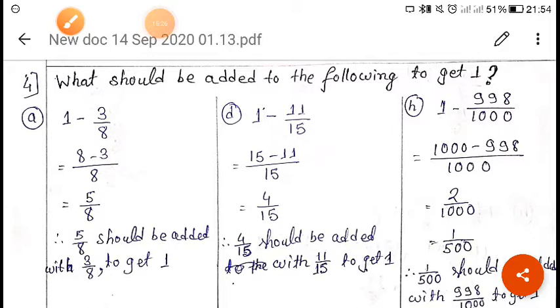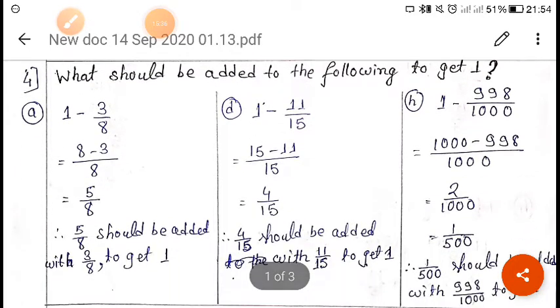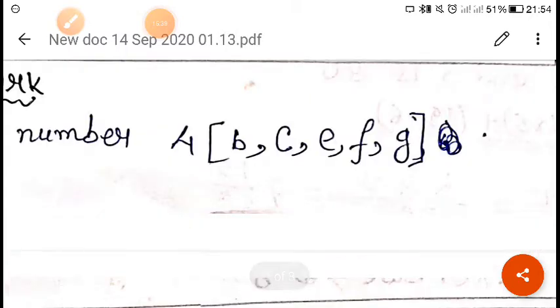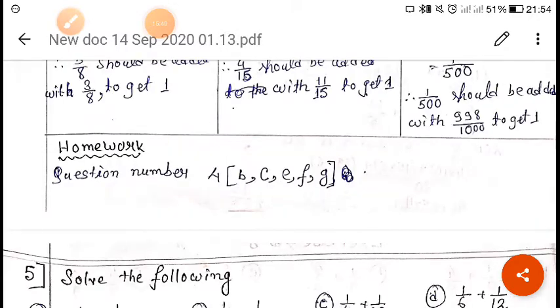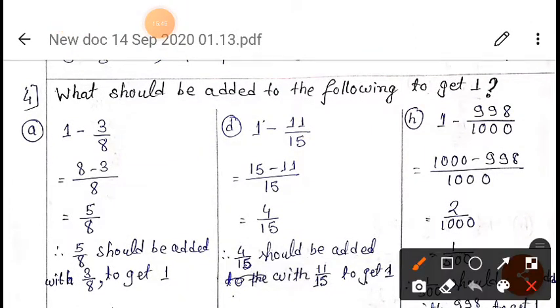Now again next one I will do. Next it was 1 by, sorry, question number D has been done. Question numbers B, C, E, F, G, H are your homework, you do it at home. Now question number D, let me explain how we have written question number D. I have done question number D.